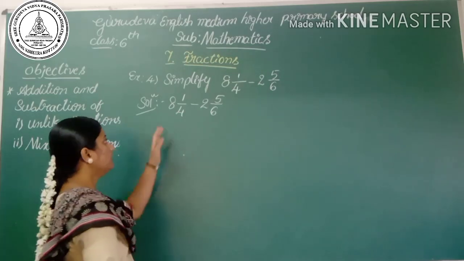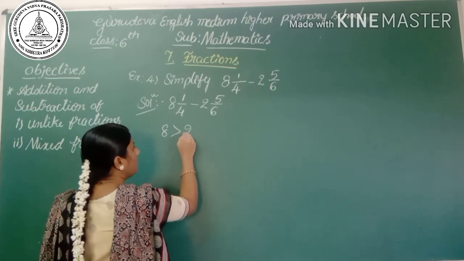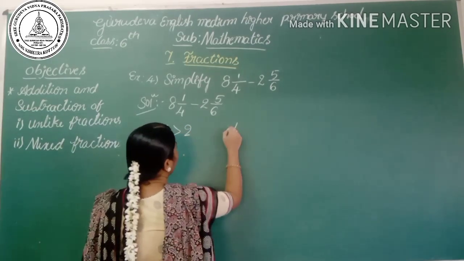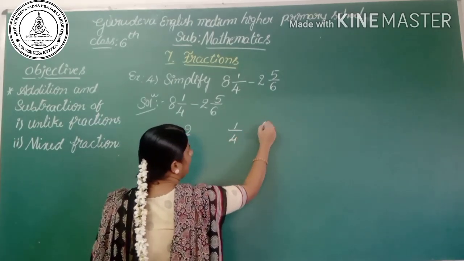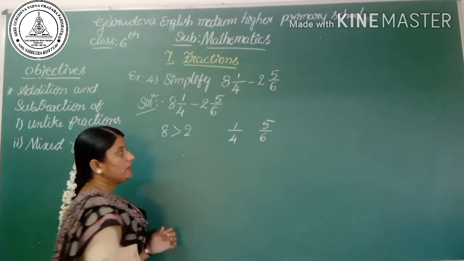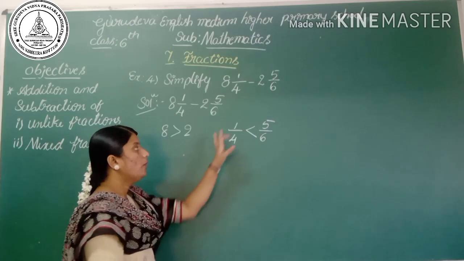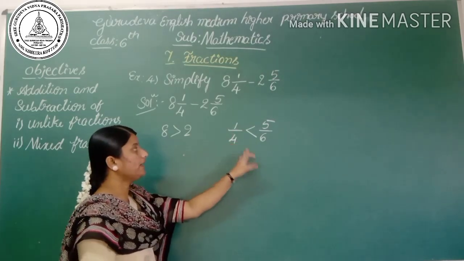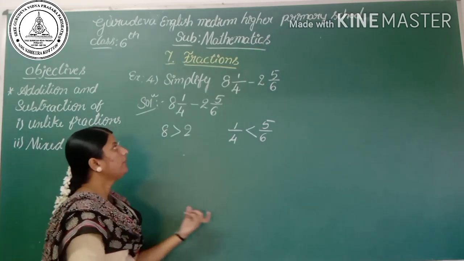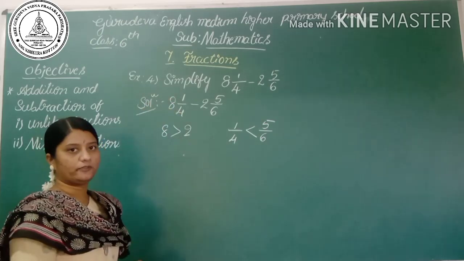Yes, now see here 8 and 2. So 8 is greater than 2. We can subtract the whole part. Right. So here 1 by 4 and 5 by 6. Here 5 by 6 is greater than 1 by 4. So we cannot subtract 5 by 6 from 1 by 4. Right. So here we have to convert the mixed fractions into improper fractions.